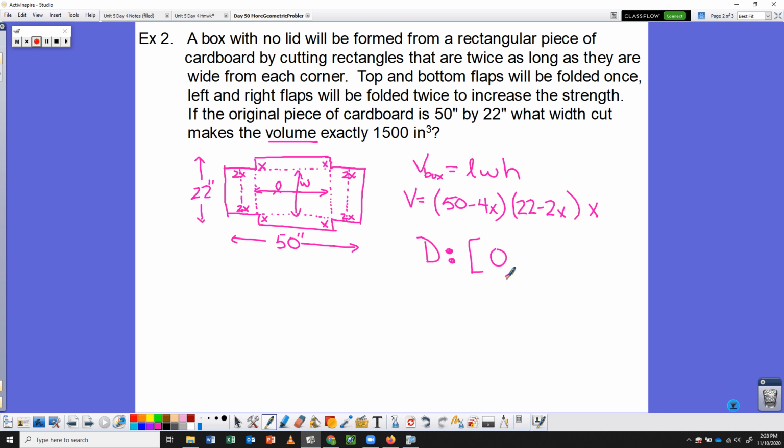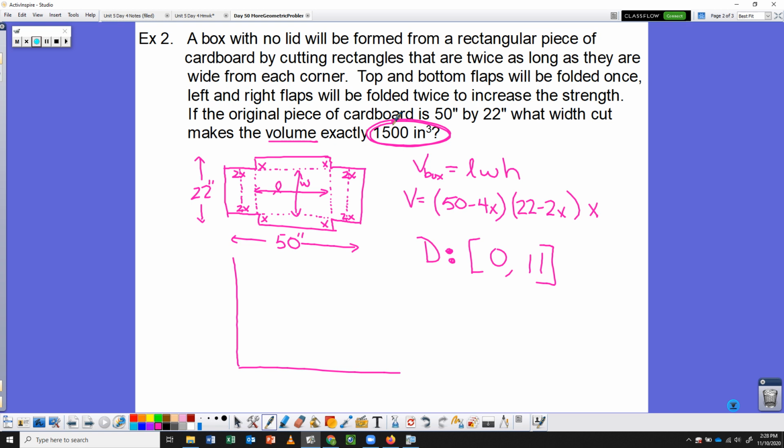So your maximum value of x is going to be 11, because if you went bigger than 11, you'd be going more than halfway across the box, not leaving anything left for the flaps to fold up, since it's only 22 inches wide. So what we now want to do is use our graphing calculator to make a graph of what this volume looks like. They actually have a very specific volume in mind. They have a volume of 1,500 cubic inches in mind.